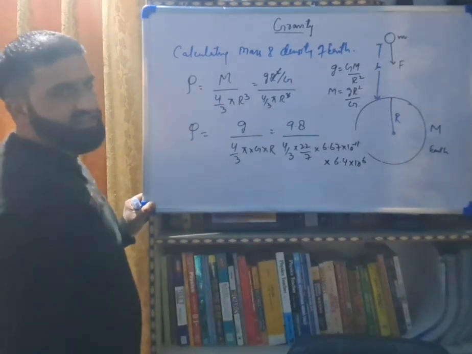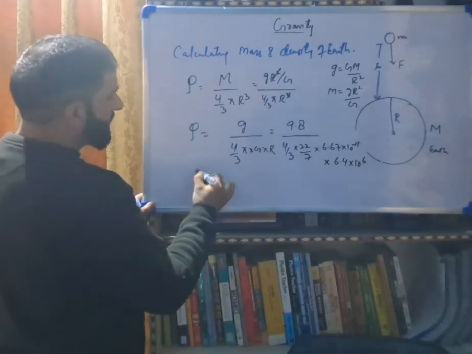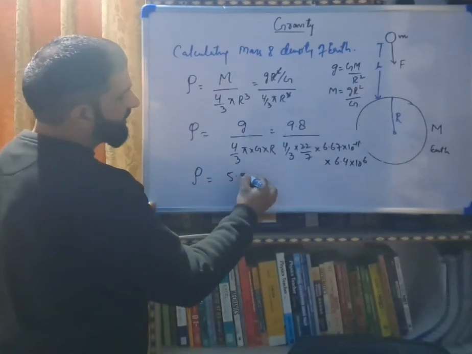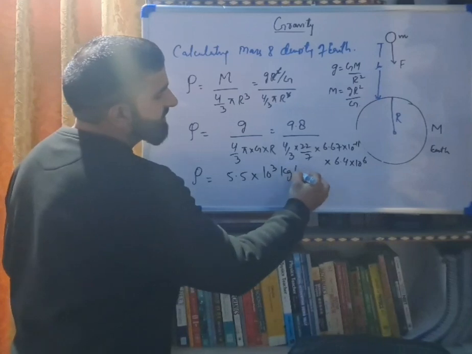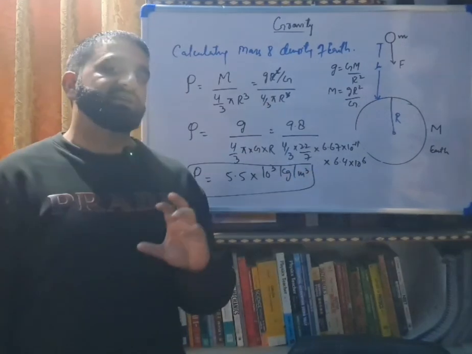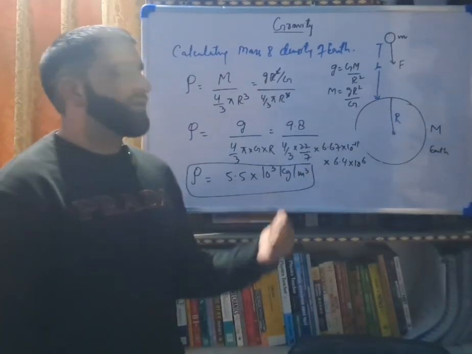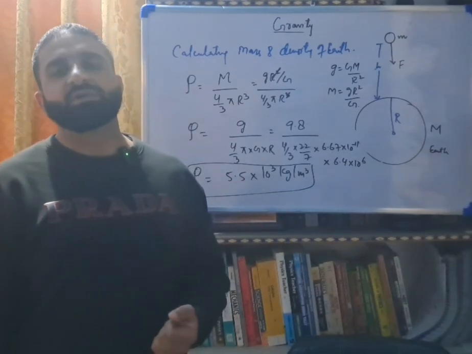When this equation is calculated, we get the value of rho equal to 5.5 times 10 raised to power 3 kg per meter cube. The density comes out to be 5.5 times 10 raised power 3 kgs per meter cube.